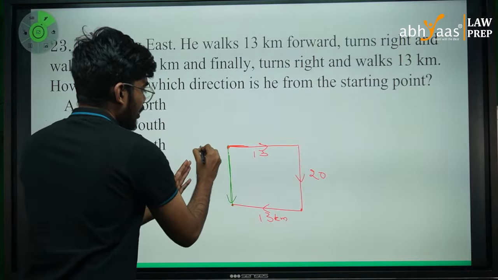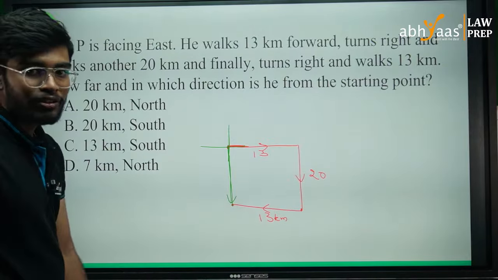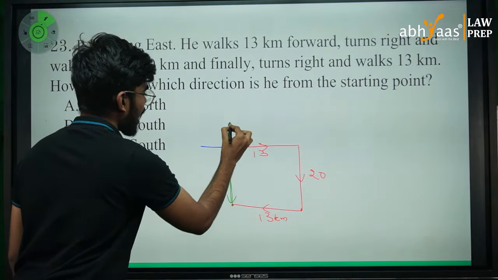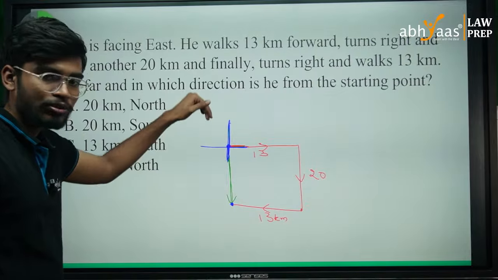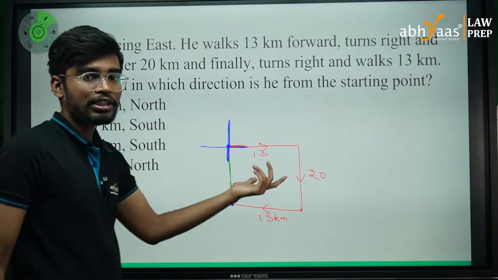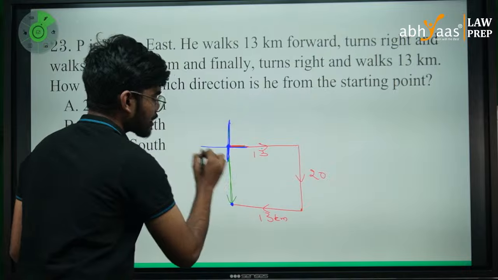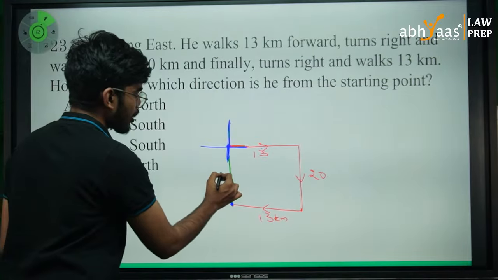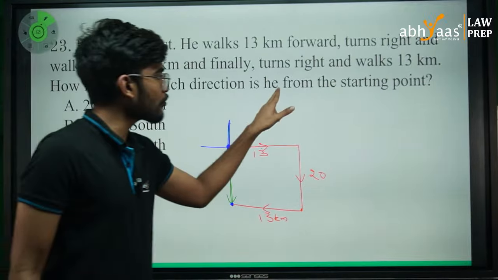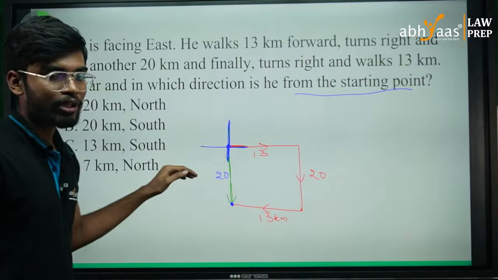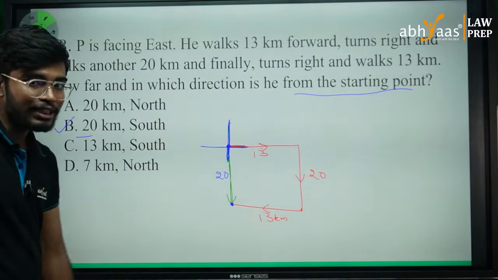If I place the compass exactly here, say this question, observe this question carefully. If I place a compass exactly in the starting point, this is the starting point, this is the final point, it is towards south, it is downwards, that means it is towards south. And if you observe, these two lines are parallel and these two lines are parallel, so the values will be obviously equal. So the distance is 20 kilometers exactly, and with respect to the starting point, the distance is 20 kilometers and the direction is south. So it is 20 kilometers towards south. Option B is the answer.